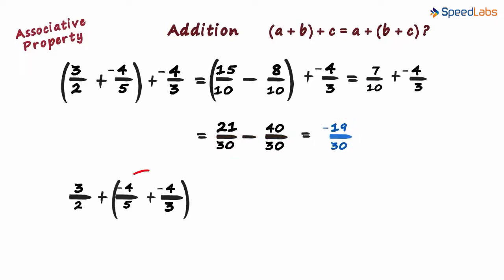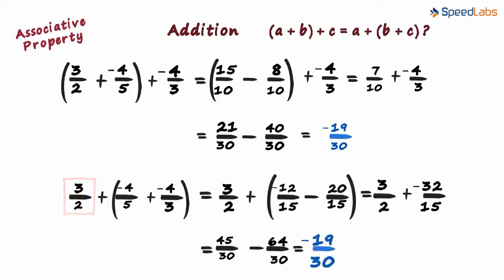Now we can put the brackets around the second and the third terms. The sum will look like this, with brackets around these two terms. Again, we first solve the brackets and then come to this term. We made the denominators of these two terms equal to 15 and got the answer within the brackets as minus 32 by 15. Then we made the denominators of these two terms equal to 30 and got the answer as minus 19 by 30.